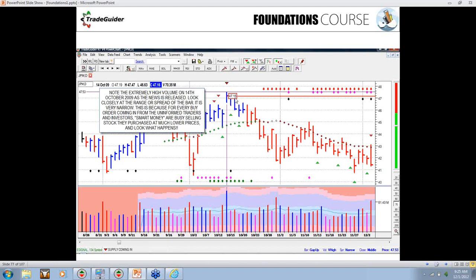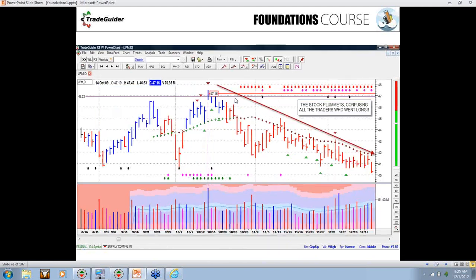And so we clearly see there massive volume on that bar, closing in the middle, and we note that it's at a resistance level, which was in the past as well, and that's what happens. The stock then plummets, confusing everyone that went long on the news because there was an uptrend in place. Now they're scratching their head going, what the hell just happened?